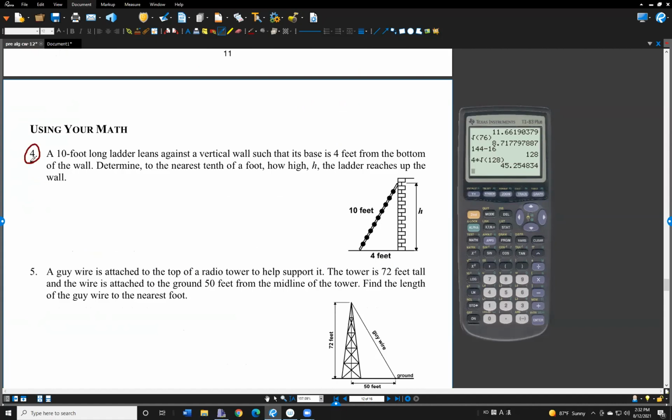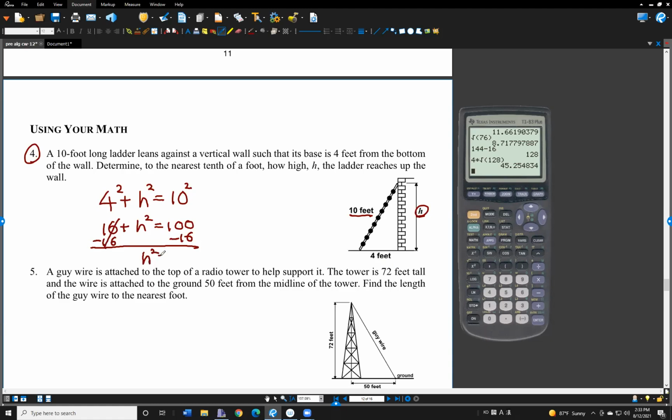All right, number 4. But they're not asking for the diagonal. This is one of the legs, but still the Pythagorean theorem. 4 squared, leg squared, and the other leg is H. H is a leg. 4 squared plus H squared equals 10 squared. That is the Pythagorean theorem. 4 squared is 16. Okay, step by step, 10 squared is 100. Subtract 16. Now we got H squared equals 84.